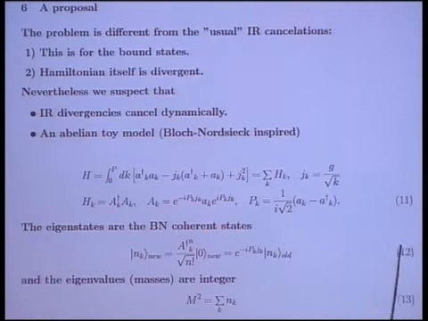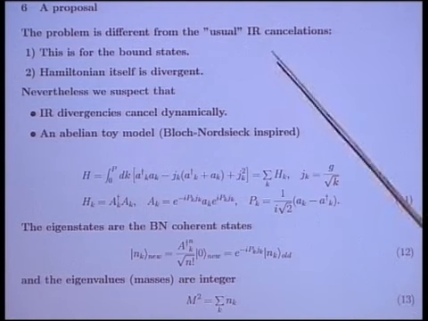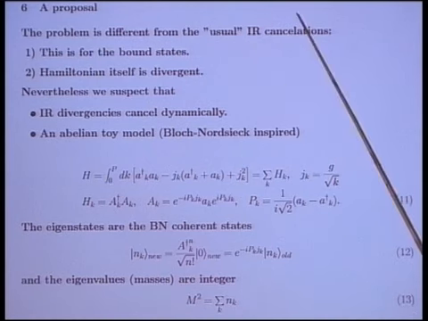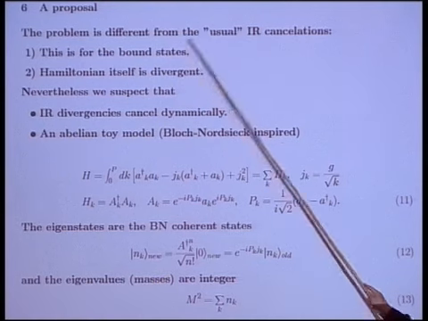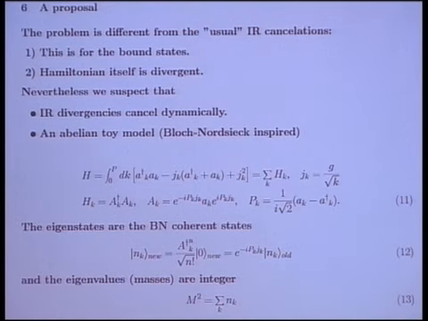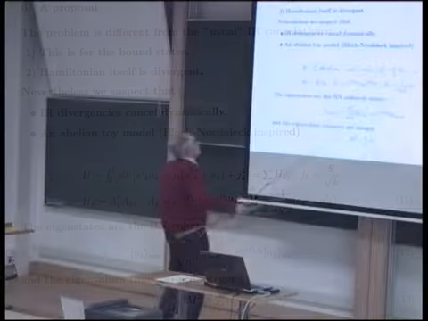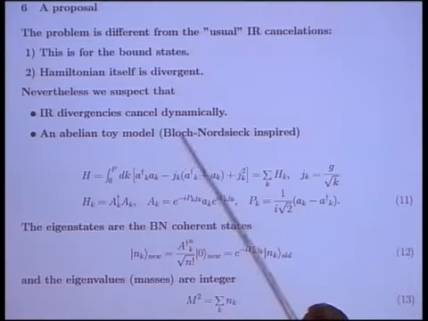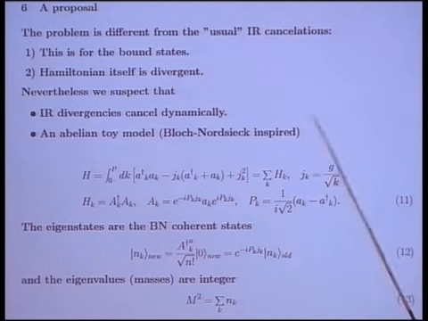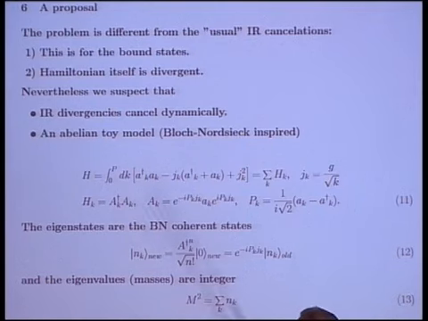So actually our proposal is that this is not the usual infrared cancellation, because the Hamiltonian itself is divergent, and this is a problem for the bound state equations. Usually when we have infrared problems, we define inclusive quantities and things are finite. Nevertheless, we suspect that divergences cancel dynamically, and in this 1 minute which is left, I want to show you a quick non-abelian toy model which is Bloch-Nordsieck inspired. There was an ancient reference here from 1932 by Heisenberg. This paper is from 1937 and is also quoted until now.